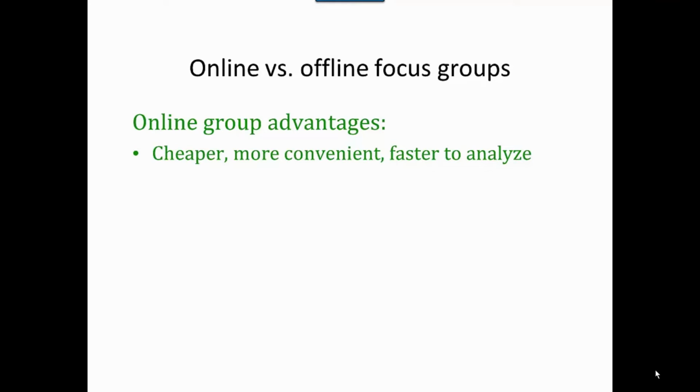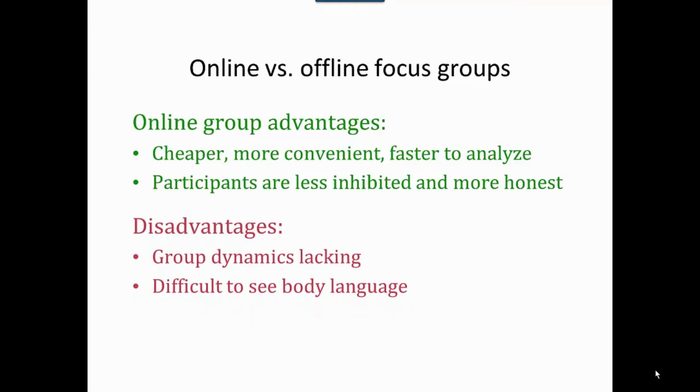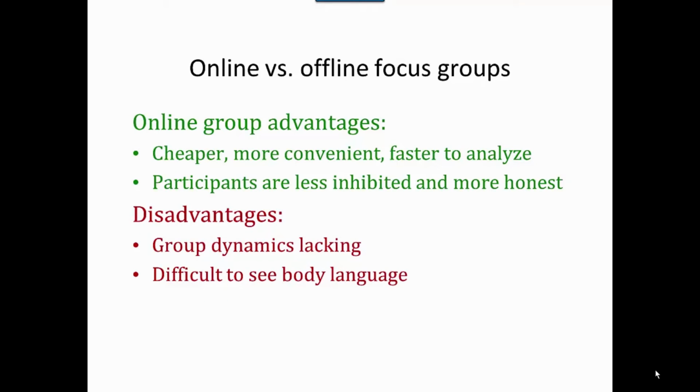In addition, the fact that participants are not in the same room together, and presumably in a place that they are comfortable in, makes them less inhibited and more honest. But that same aspect, the absence of face-to-face interaction, quickly becomes a disadvantage because the group dynamics are absent and the respondents are less easily able to respond to each other. It's also difficult to see participants' body language through a small video screen. So overall, a lot of the rich data that we talked about is missing in this type of group.